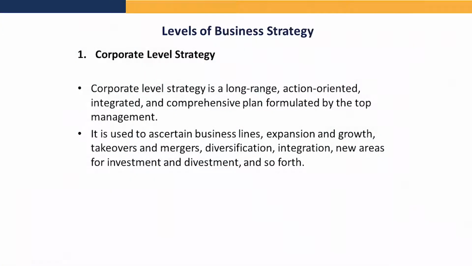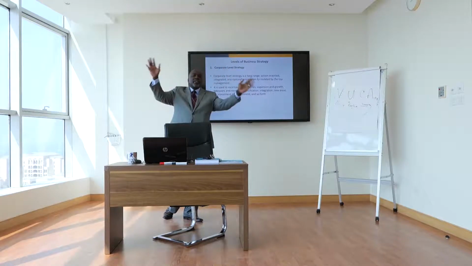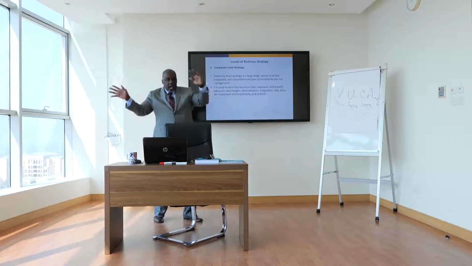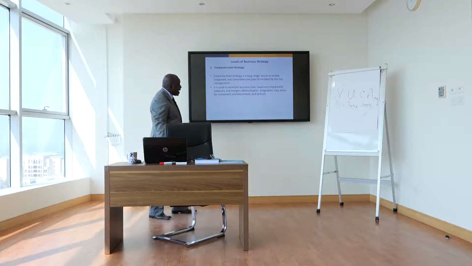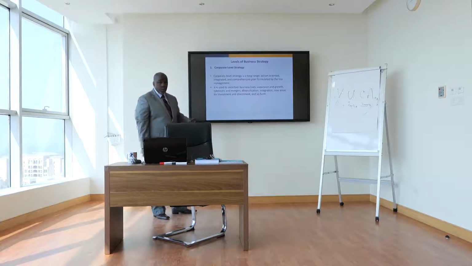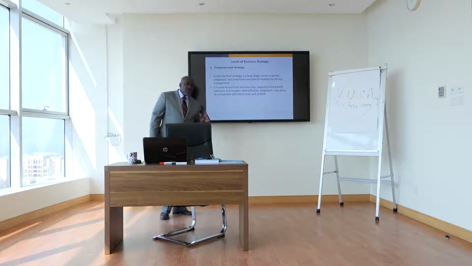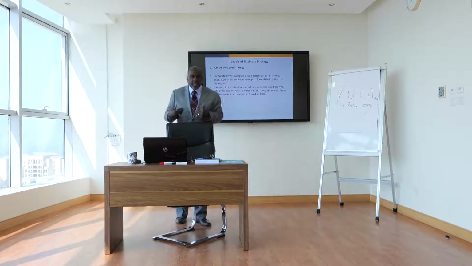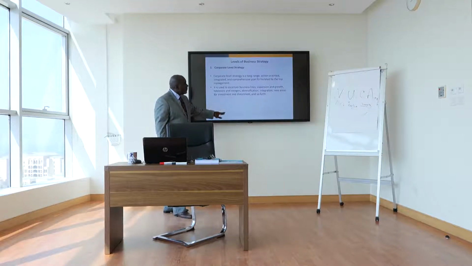So let's look at this in more detail. So the corporate level is what we talked about. Long range plan, action-oriented, integrated. Again, it's comprehensive. It's overall plan for the entire business, right? It is used to ascertain business lines, expansion, growth, takeover mergers. This is big stuff. Divestitures, integrations, new areas. So we're talking about selling stuff, buying stuff. We're making some big decisions at the corporate level.